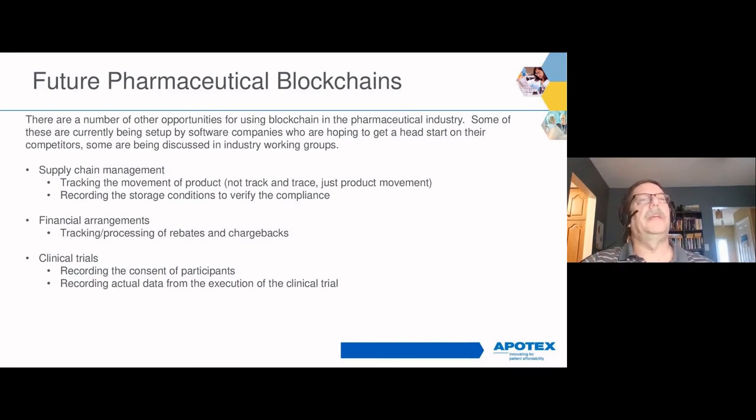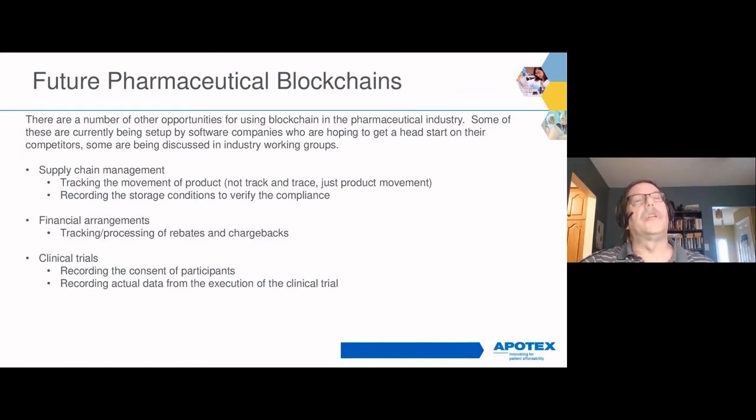So three of the major reasons that are being discussed for blockchains in the future. One is supply chain management, and that would include tracking the movement of the product. So not just the serialization that we've been talking about with MediLedger or SAP, but actually tracking the movement of the product.